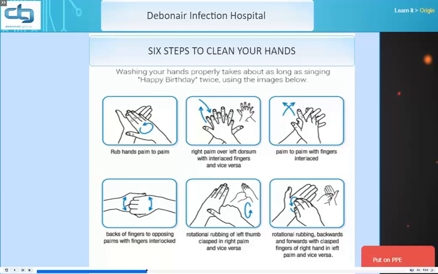4. Washing your hands properly takes about as long as singing "Happy Birthday" twice, using the images below. 5. Rotational rubbing of left thumb clasped in right palm and vice versa. 6. Rotational rubbing backwards and forwards, with clasped fingers of right hand in left palm and vice versa. Click the red button below to continue.